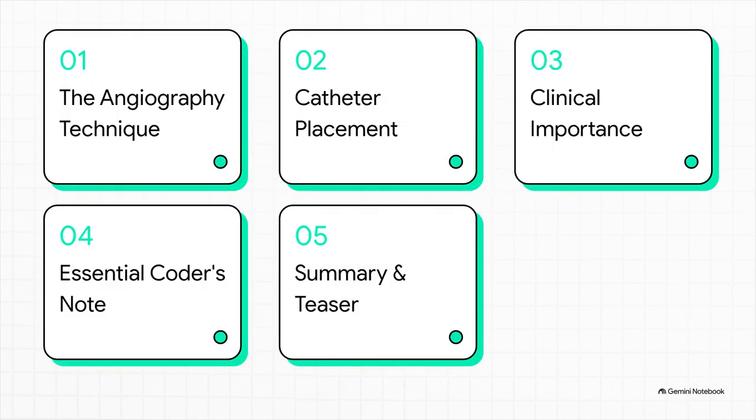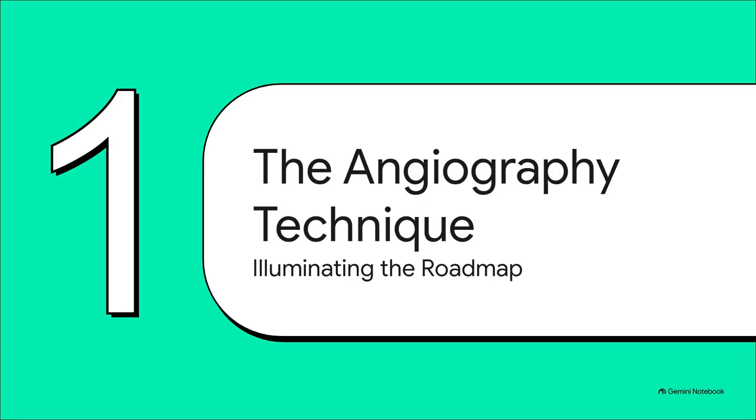Here's our roadmap for this explainer. We'll cover the angiography technique, the catheter placement process, and their clinical importance. Then, we'll dive into an essential coder's note and wrap it all up with a summary and a teaser for Part 5. Section 1, the angiography technique, or illuminating the roadmap.